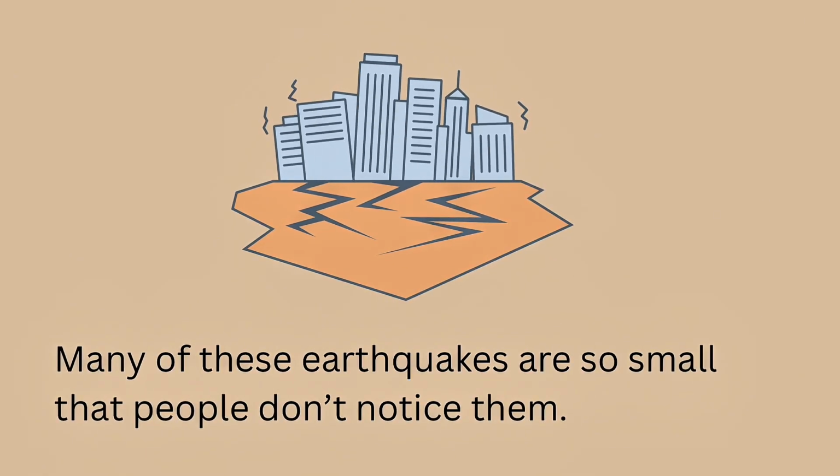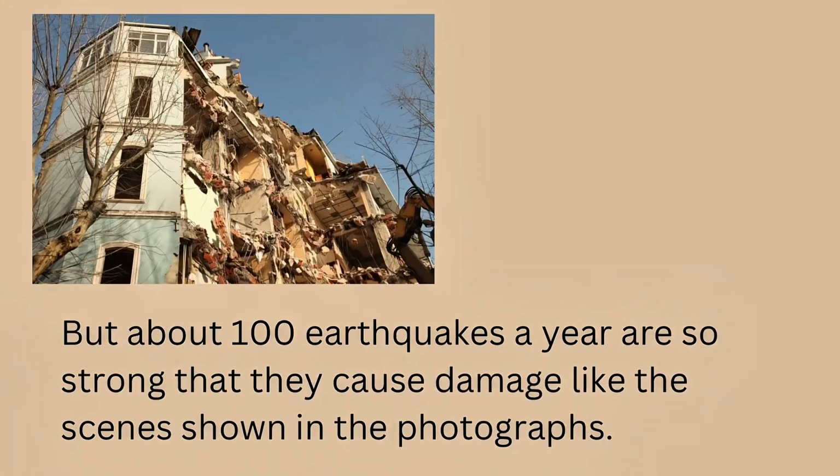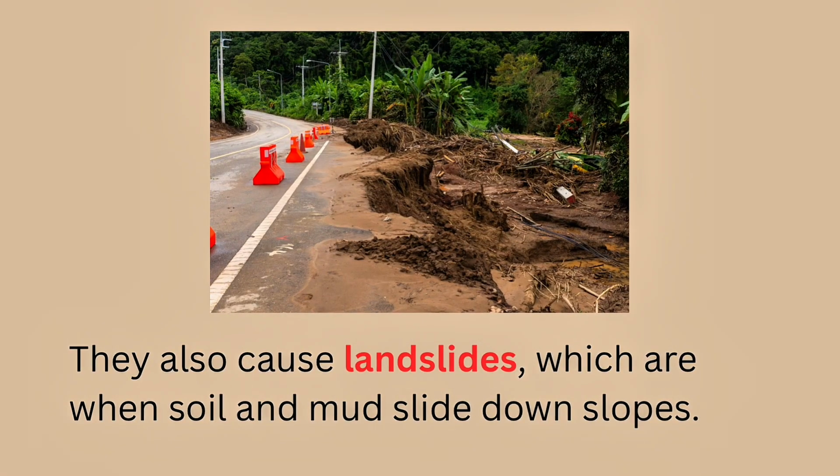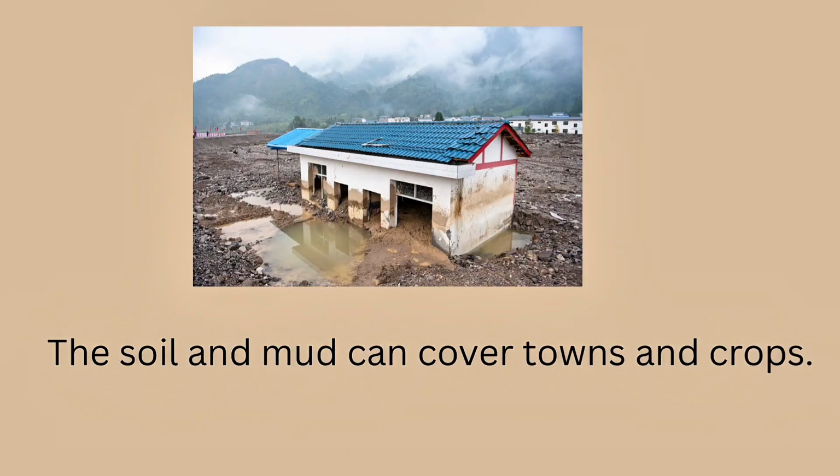Many of these earthquakes are so small that people don't notice them, but about 100 earthquakes a year are so strong that they cause damage, like the scenes shown in the photographs. They also cause landslides, which are when soil and mud slide down slopes. The soil and mud can cover towns and crops.